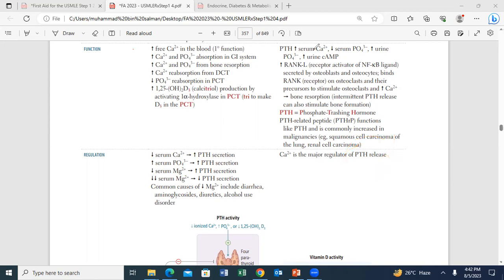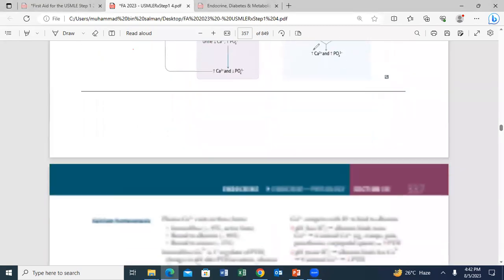Another regulator for parathyroid hormone, although it has a secondary role, but still it is a regulator, is the active form of vitamin D. Since parathyroid hormone is involved in activating vitamin D, if there are active metabolites of vitamin D in the blood, they will inhibit parathyroid hormone. This was all about the parathyroid hormone.